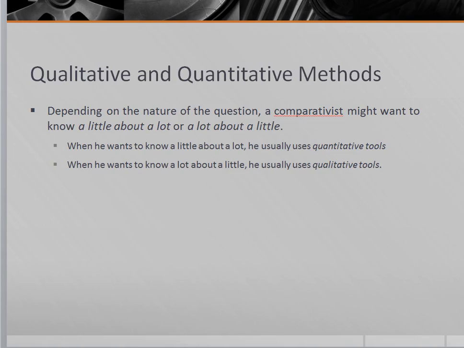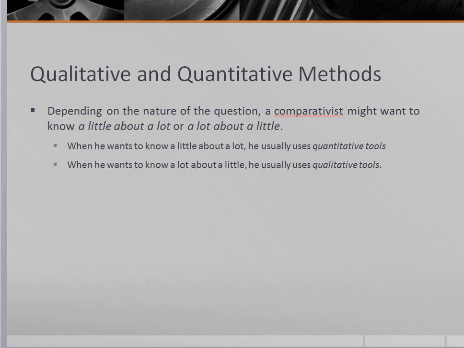Perhaps you want to know a little bit about many different countries or many different things, or you want to know a lot about a little. That is to say, you want a lot of knowledge about one case, right? So if you want to know a little about a lot, you use quantitative tools. If you want to study 27 different countries, you can only study so many ways in which those countries vary. And so you're going to know a little bit about lots of countries, and so you're generally going to use statistics.